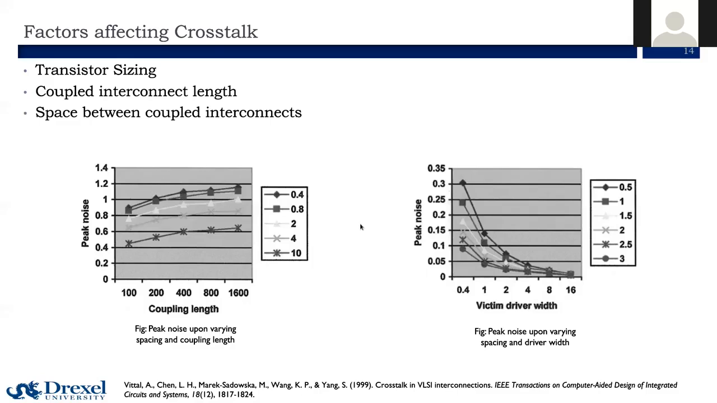On the diagram on the right, we can see, as mentioned for the diagram on the left, that as space decreases, the coupling capacitance increases, but an increase in the driver width of the victim can negate the effect of capacitive coupling, which reduces the peak noise significantly.